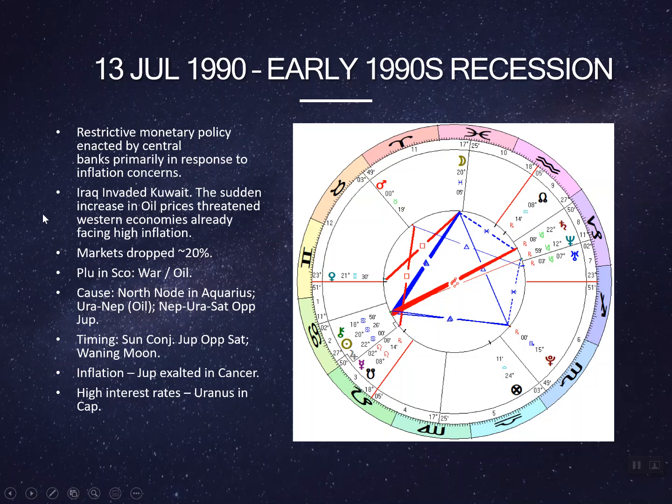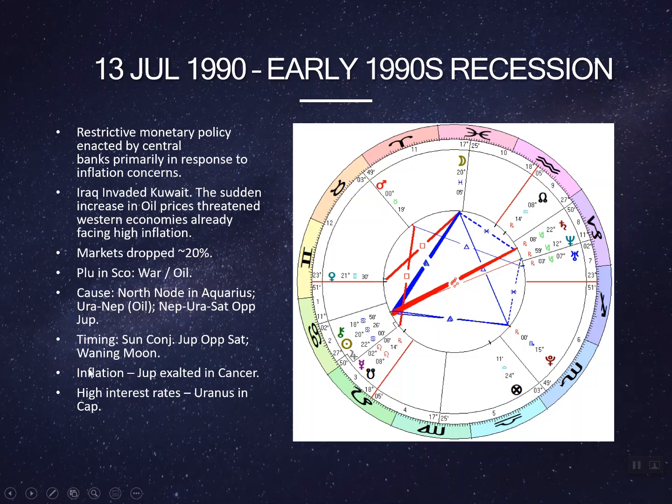Well, we know that Iraq attacked Kuwait. It was around August 1990 that they actually attacked Kuwait, and this resulted in a sudden increase in oil prices, and this put further inflationary pressure on a lot of Western countries. As a result, markets around the world dropped by about 20%.